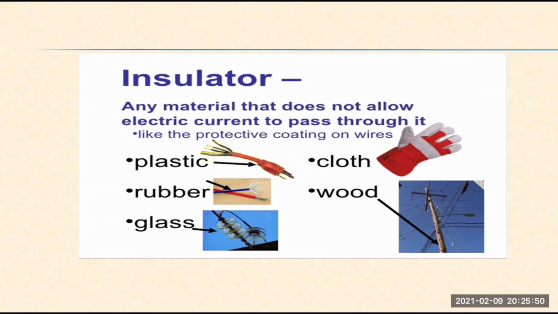Okay, and you see some electrical apparatus, like different types of tools, also wired by the plastic. What is the reason behind this? Yes, the reason is that electricity cannot pass through this insulator. What is the other name of insulator? That is non-conductor. That means electricity cannot pass through those things.